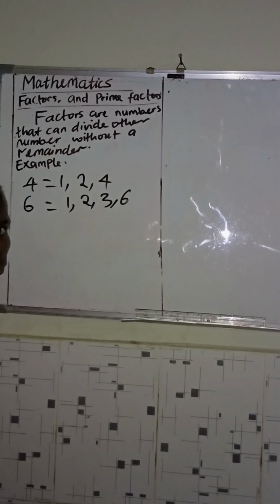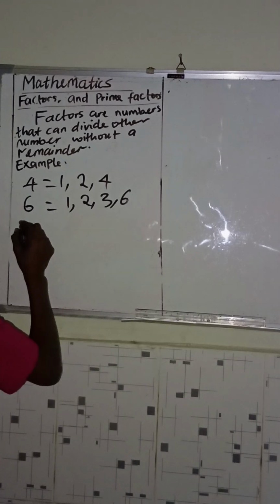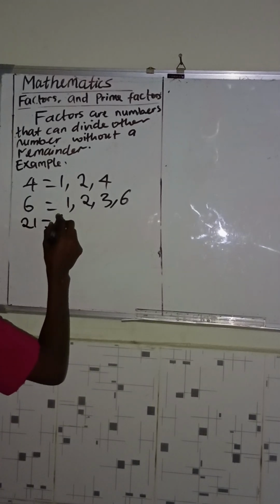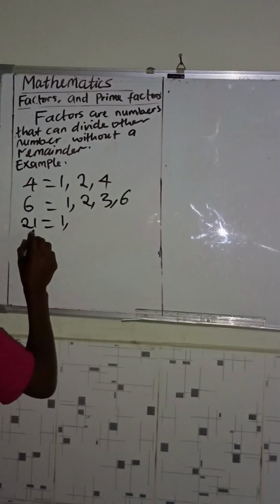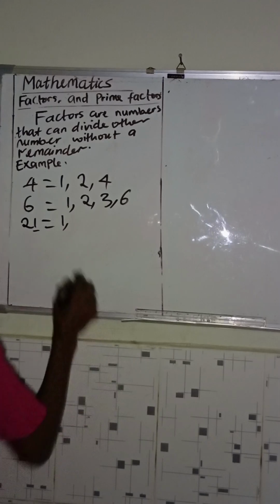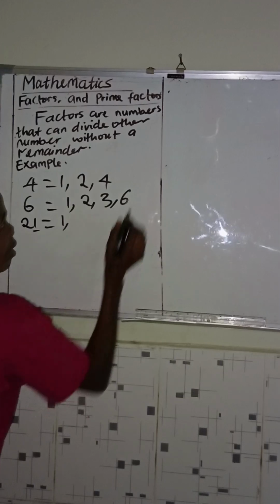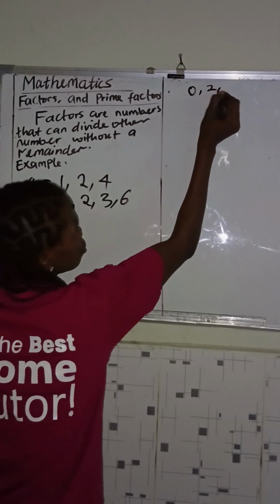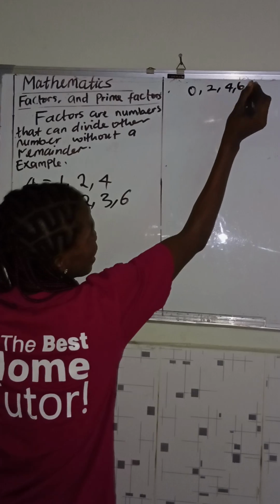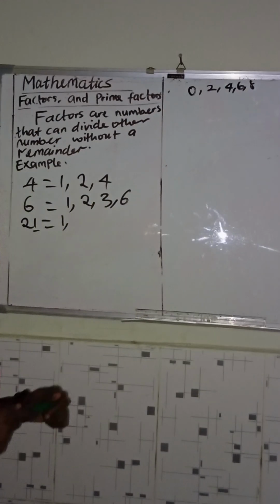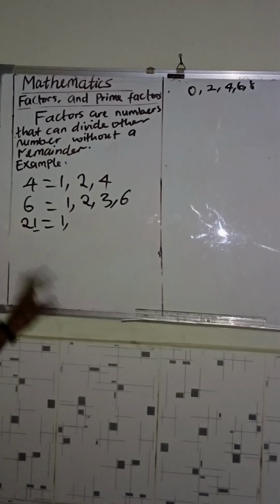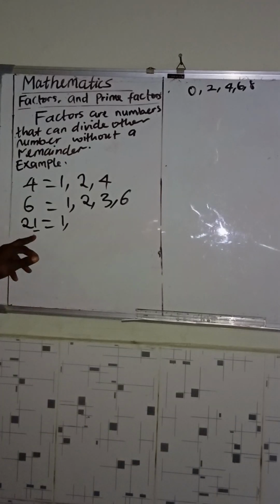Now let's go to prime numbers, or let's do another one, 21. 1 is a factor. Now, how do I know that 2 cannot divide this number? Any number that ends with 0, 2, 4, 6, and 8, any number that ends with any of these 5 numbers, you are sure that 2 can divide them. So that's why I know that 2 cannot divide this one.